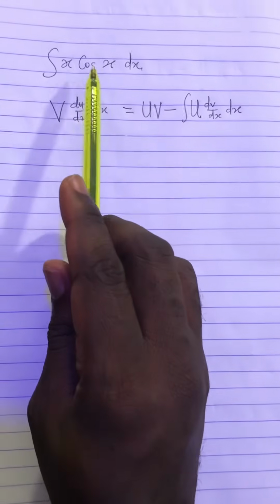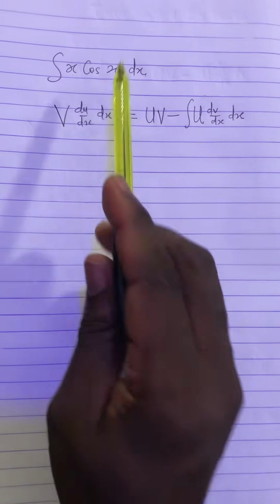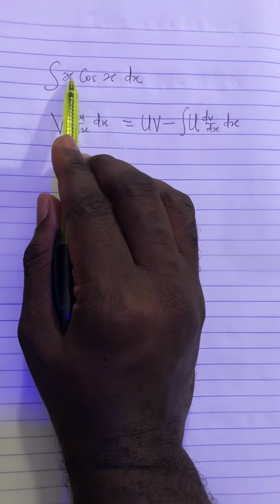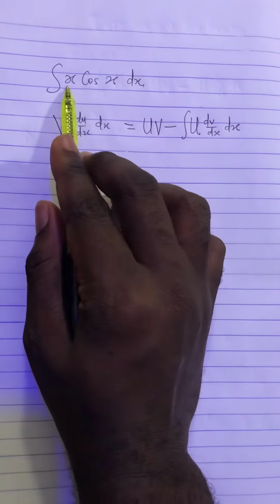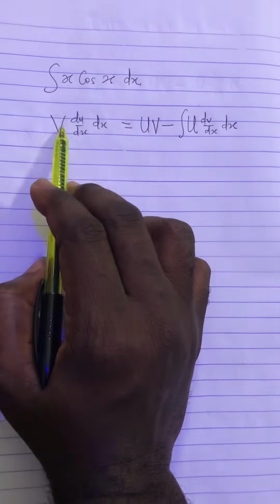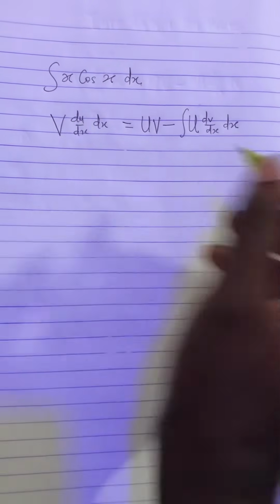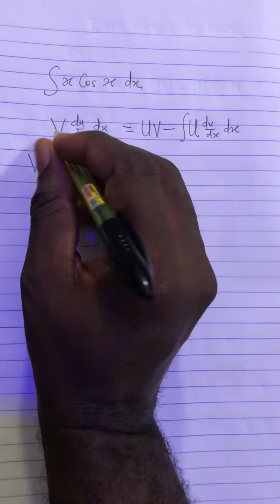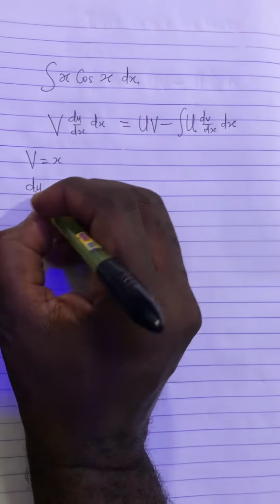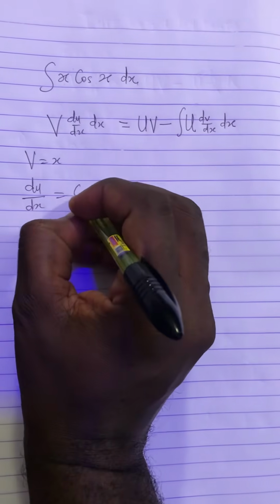So now going back to that question, you find out that cos x here is a normal trigonometric function. Our question is x and cos x. So we have x and we have cos x. One of them must be called v, one of them must be called du/dx. Now, based on that rule, our v therefore must be equal to x, and our du/dx must be equal to cos x.